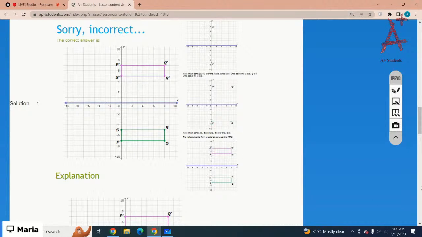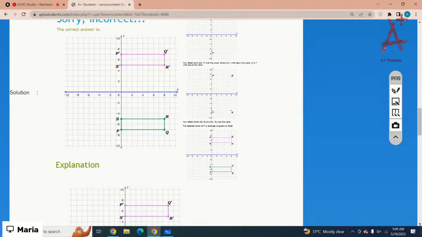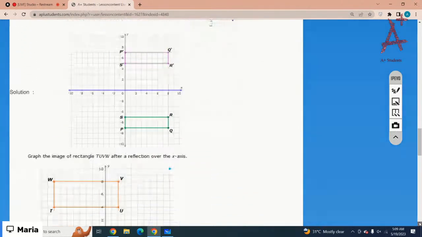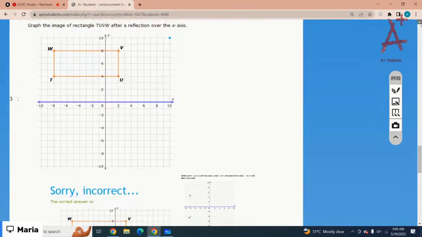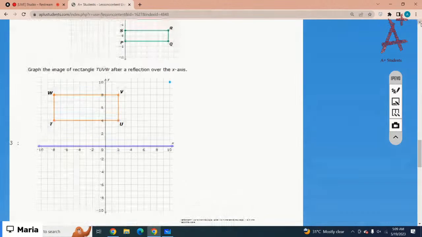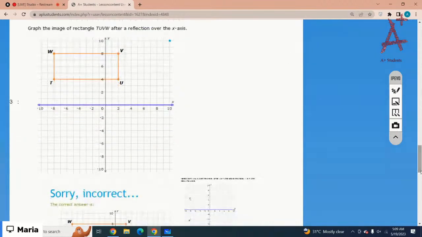Okay, the next one is graph the image of rectangle TUVW after a reflection over the x-axis. Now you have to reflect this over the x-axis. So when you have to reflect from here to here, it would be then, hold on, let me draw the reflected one.